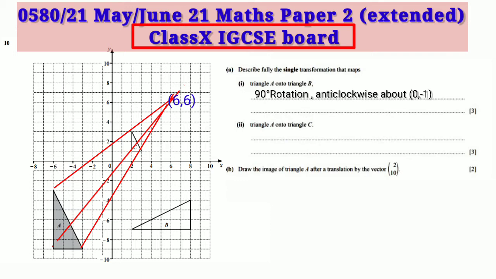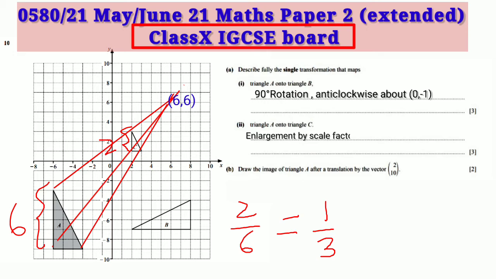Let us see the factor of enlargement. The original triangle has a height of 6 boxes, whereas the new triangle has a height of 2 boxes. So the factor here is 2 by 6, that is 1 by 3 enlargement. So the transformation is enlargement by scale factor 1 by 3 about point 6, 6.